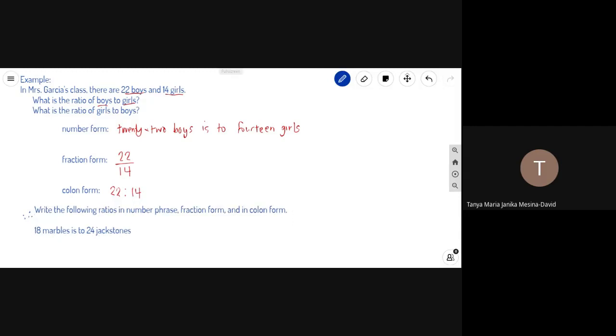So for this number, 18 marbles is to 24 jackstone. This is already in the number phrase form, so I don't need to write it anymore. So this is the number phrase. Let's put it in fraction form. That means it's 18 is to 24. And in column form, it is 18 is to 24.